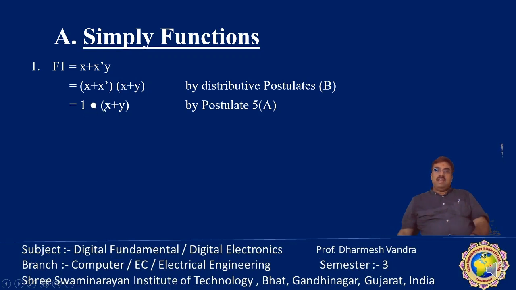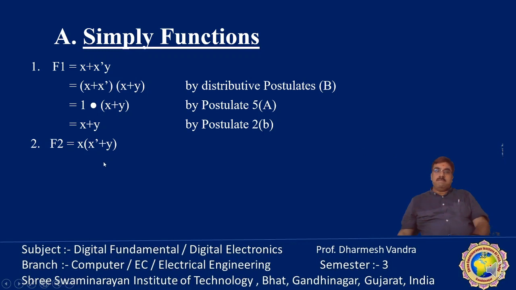So 1 ANDed with x plus y. Again, 1 is the identity element for the AND operator, as per postulate 2b. So the result will become the function x plus y. Here no inverter is required. We reduced the AND gate and the NOT gate; only one OR gate is required. The original function requires three gates, while after simplification only one gate is required. So circuit size is reduced by three times. This is the biggest advantage of simplifying a function.